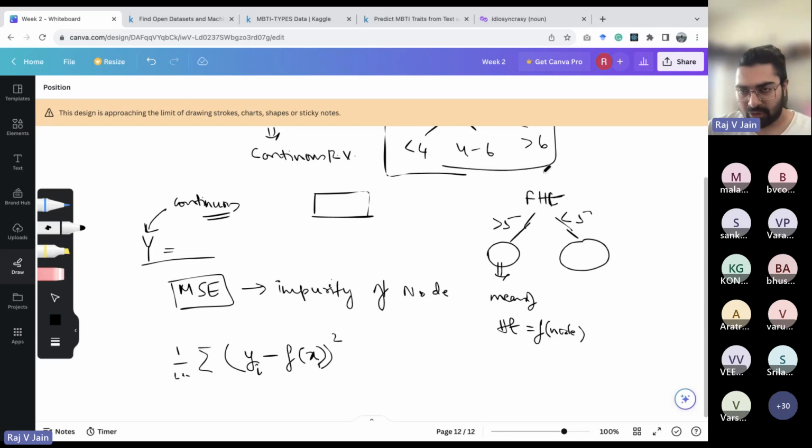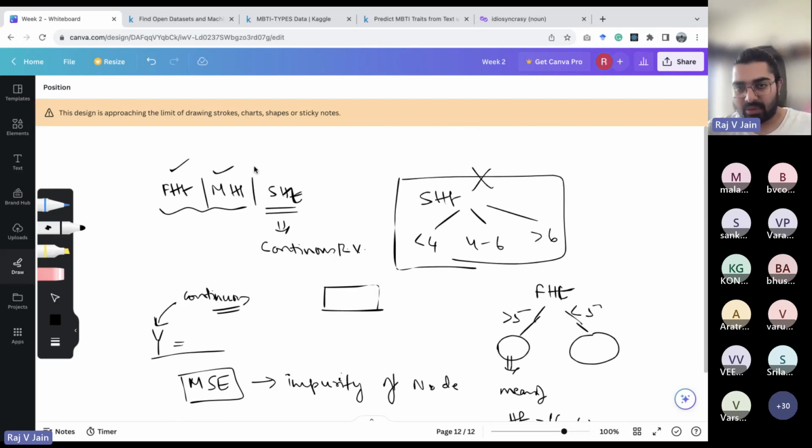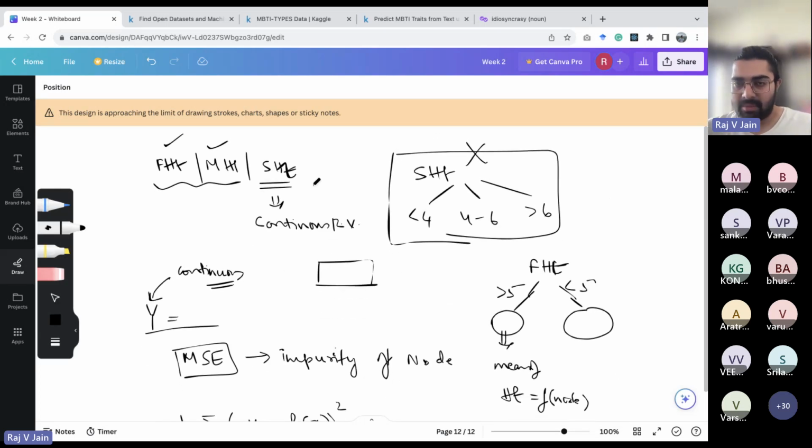I can do the same for the whole data set also. I just take the mean over the data set, so all the values I have here, I take the mean of them, and calculate the MSE by taking each true target minus the mean over the whole data set, squared, and you'll get some MSE value. Same thing you do for this node, but here you take the mean of only the rows which belong to this particular node, that is, all the rows where father's height was more than 5. You get the mean, you get the MSE, and you keep it. Same thing you do here.